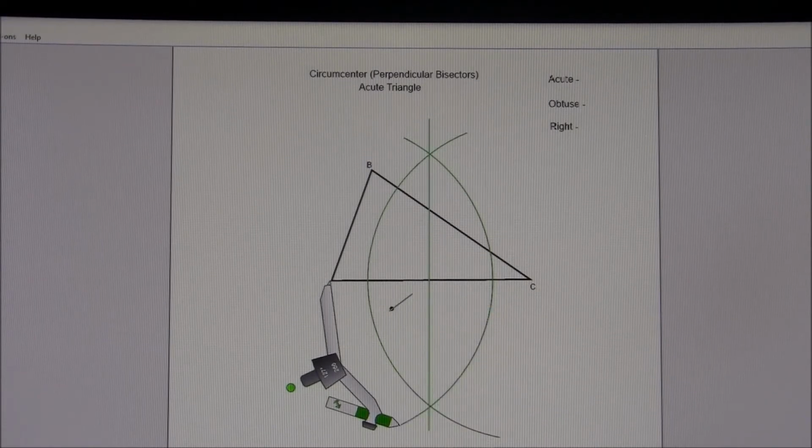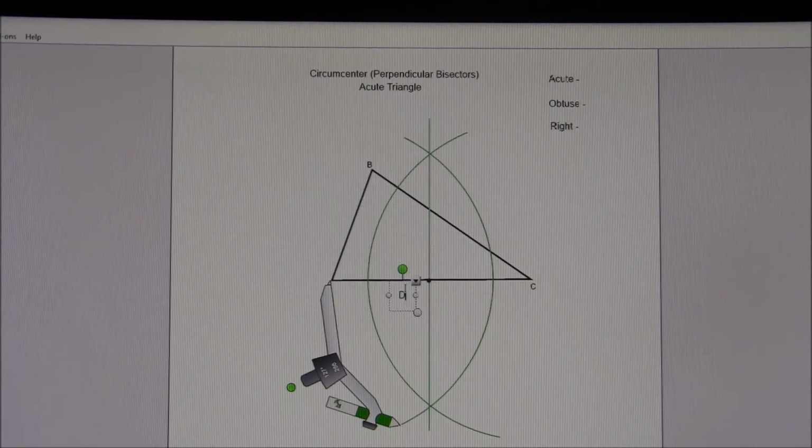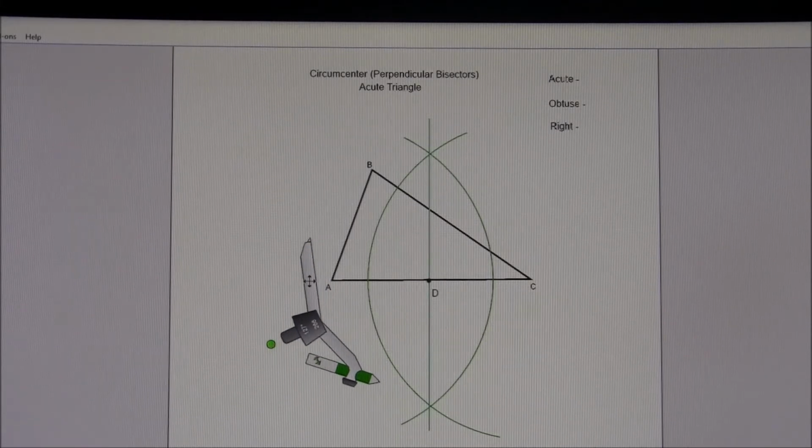So let me mark that point. Oops. Undo. Let's mark that D. Okay, so here's a perpendicular bisector. Now we need to bisect AB. Alright, so let's bisect AB.